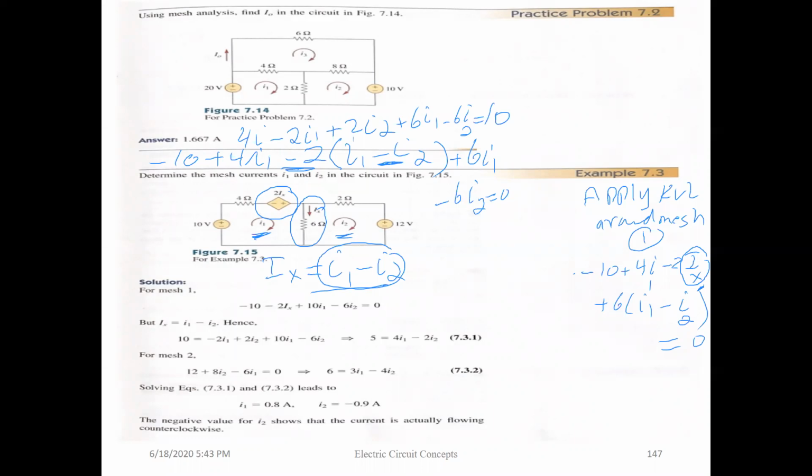Okay, so we can collect the similar terms. We have 4i1, and then we have 6i1. This is 10, 10 minus 2, so it will be 8i1. And then we have 2i2 and negative 6i2, so it will be negative 4i2. And this will be equal to 10. Okay, so this will be our equation 1.